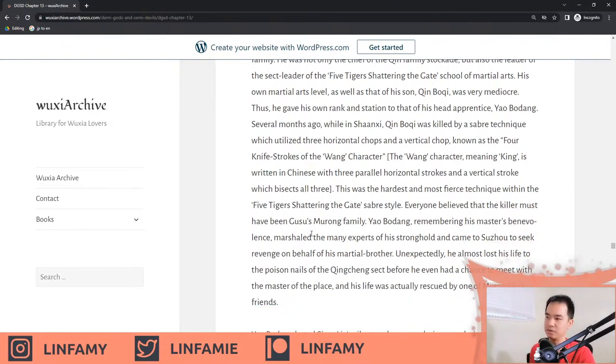This was the hardest and most fierce technique within the 5 tigers shattering the gate saber style. Everyone believed that the killer must have been Gusu's Murong family. Yao Bodang, remembering his master's benevolence, marshaled the many experts of his stronghold and came to Suzhou to seek revenge on behalf of his martial brother.